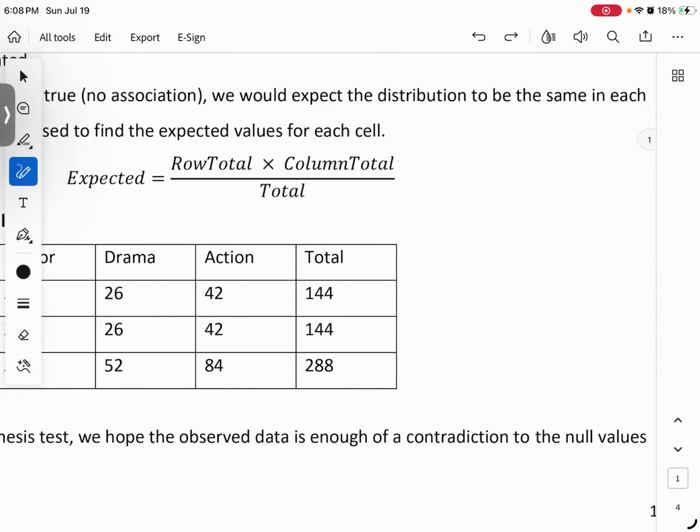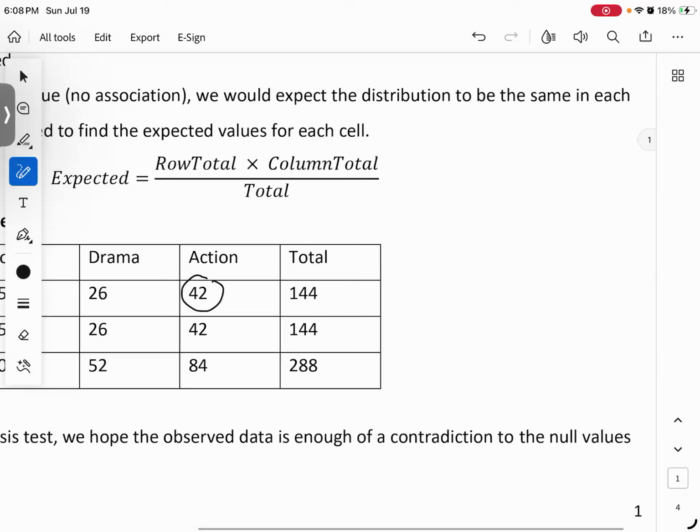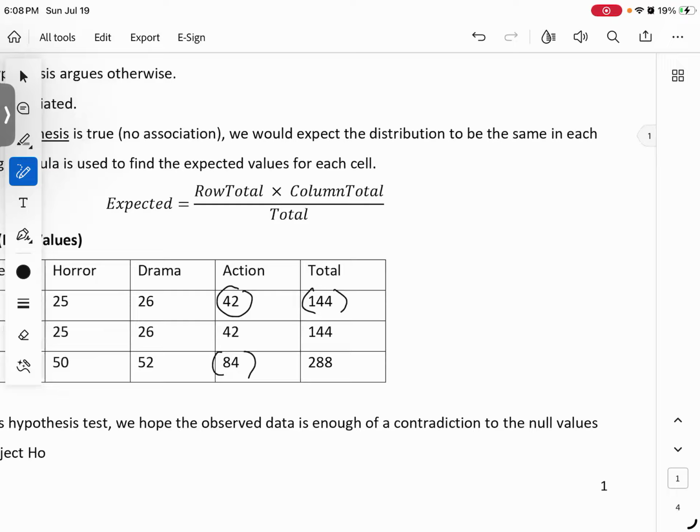So the way that they would have gotten this 42 using that little formula is they would take the row total, that's whatever's to the side of that row, and then the column total, whatever's straight below it, and multiply those. So again, all I'm doing right here is just the numerator. The row total times the column total, which is the 84.